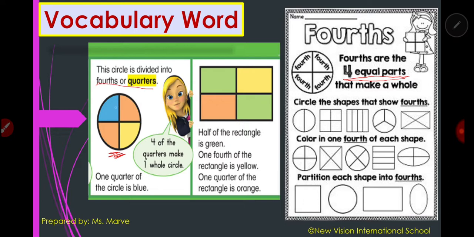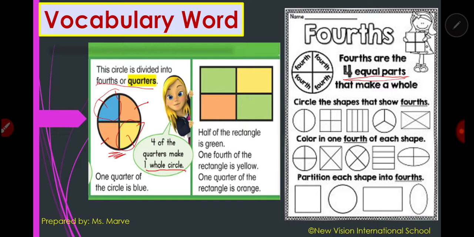You can count 1, 2, 3, 4. So 4 of the quarters make one whole circle. Or you can say 1/4 of the circle is blue. Can you find the blue here? Or 1/4 of the circle is yellow. That is the color shaded there.